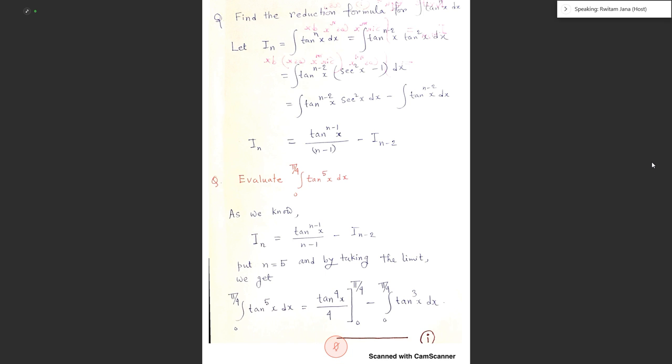Basically, this is the reduction formula of integration tan to the power n x dx. By taking I n equals integration tan to the power n x dx, we got I n equals tan to the power n minus 1 x divided by n minus 1 minus I suffix n minus 2. Obviously, this formula is not valid for n equals 0 or n equals 1, because if you put n equals 1 or n equals 0 in your I n part, then you will not get any valid conclusion.